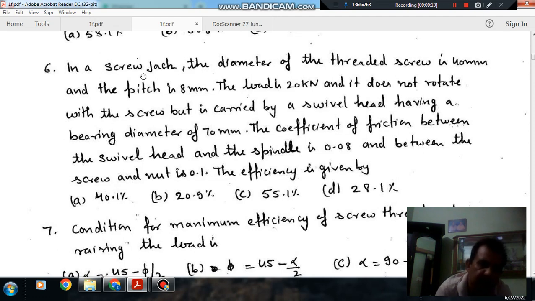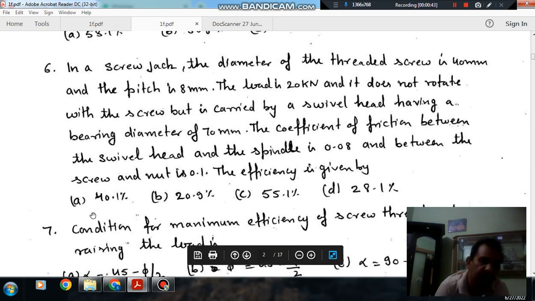Question number 6: in a screw jack, the diameter of the threaded screw is 40 mm and the pitch is 8 mm. The load is 20 kilonewton and it does not rotate with the screw but is carried by a swivel head having a bearing diameter of 70 mm. The coefficient of friction between swivel head and spindle is 0.08 and between screw and nut is 0.1. The efficiency is given by option A 40.1%, option B 20.9%, option C 55.1% and option D 28.1%.